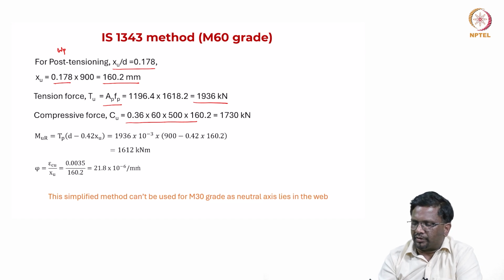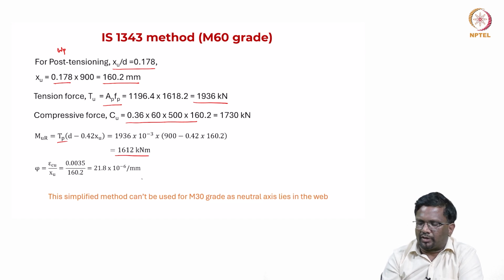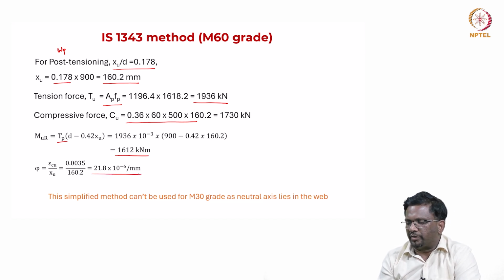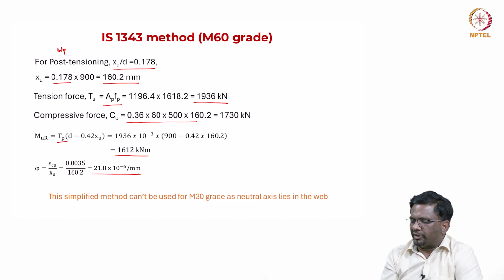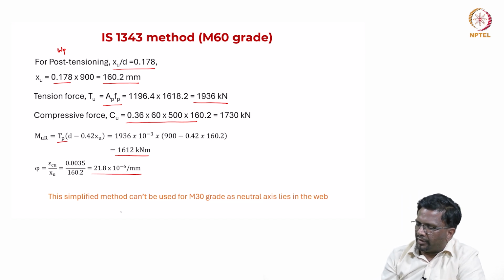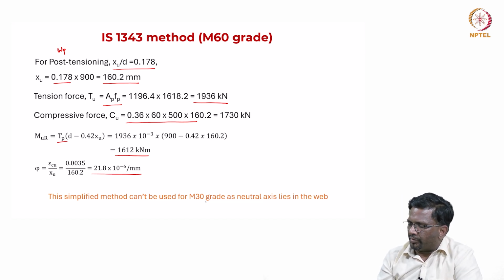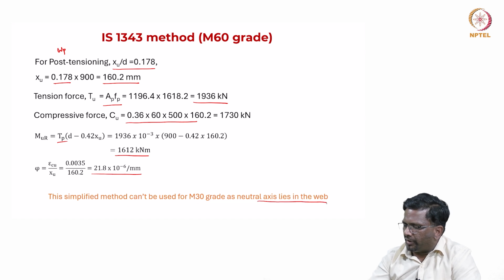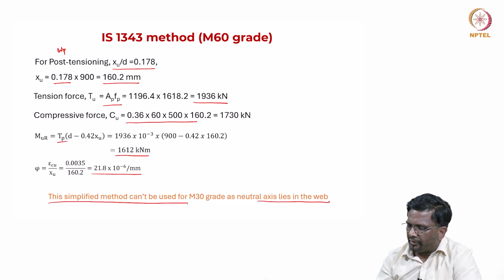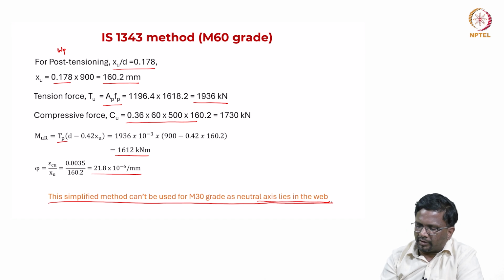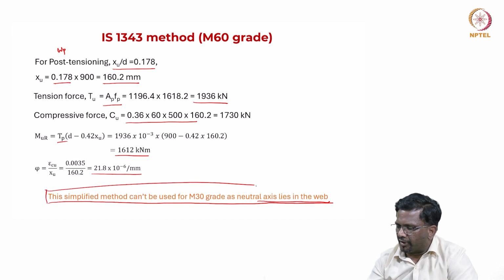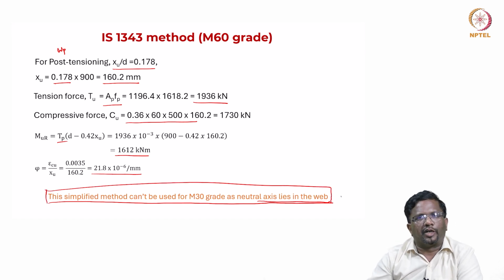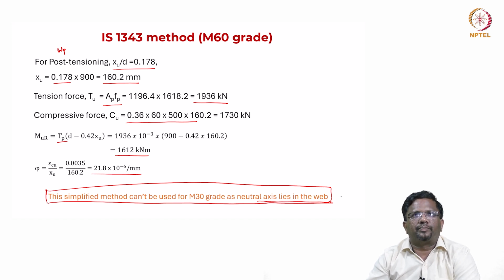moment resistance, if I take the tension force, it works out to be 1612 kilonewton meter, and curvature is 21.8 into 10 to the power minus 6. So, this simplified method, you can see that it cannot be used for M30 grade, as the neutral axis is actually lying in the web. Okay. So, it actually cannot be used. It is better to go for the strain compatibility method, that we have talked about in the previous slides.